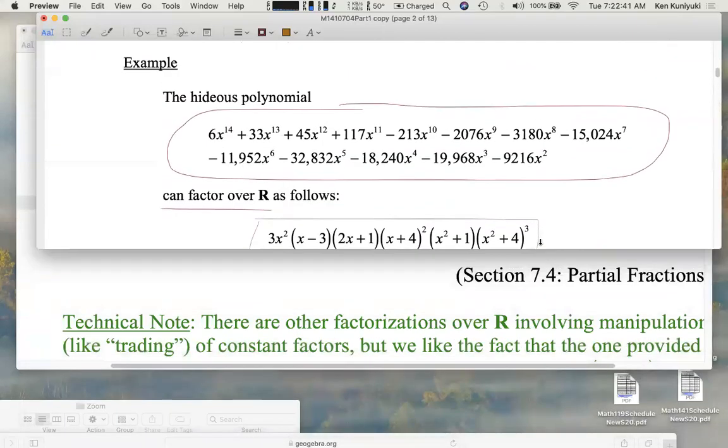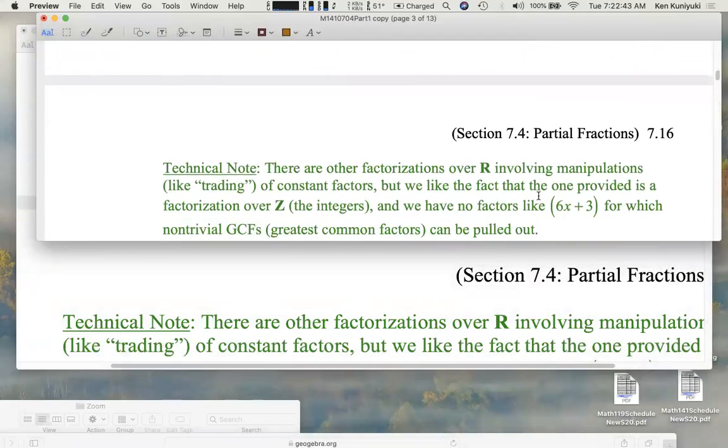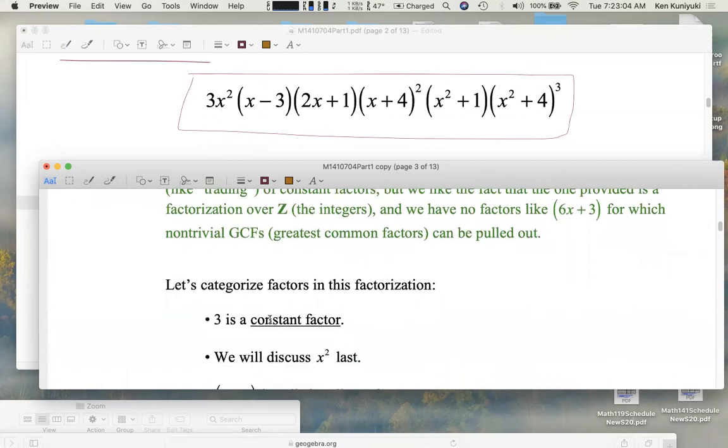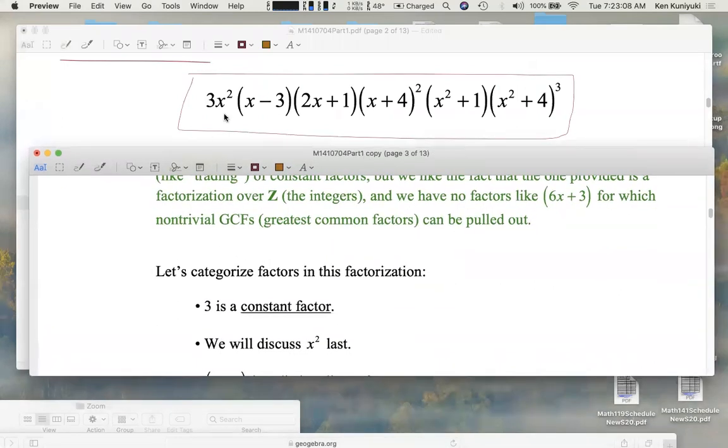Okay, first up. The 3 here is a constant factor. Sure, your final factorization could have a constant factor, like 2, 3, 4, and so forth. It could be 1, in which case you don't need a number out here. x squared is actually surprisingly tricky, and we're going to deal with that later on. We'll discuss x squared last. Surprisingly, it's the trickiest one to categorize.